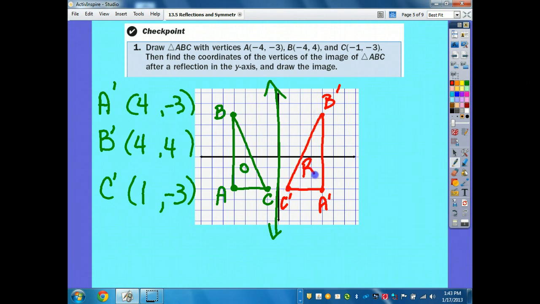There's my reflection. Do my ordered pairs match what we came up with? 4, -3. Beautiful. 4 and 4. Nice. And the last one, 1 and -3. Uh-oh. Steve is listening. 1, -3. Good. So that worked.